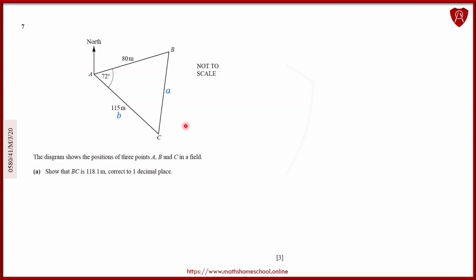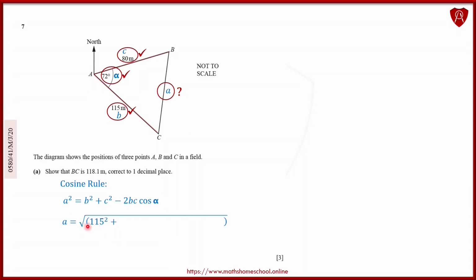Let's rename the sides for ease of reference. A, B, and C, and the angle in between is alpha. We are required to find this side A. We know the other two sides and the included angle between them. This is a perfect setup for the use of the cosine rule. So we write out the cosine rule with A as a subject in terms of the other two sides and the angle in between. Let's put in the numbers and also take the square root of both sides to give us A.